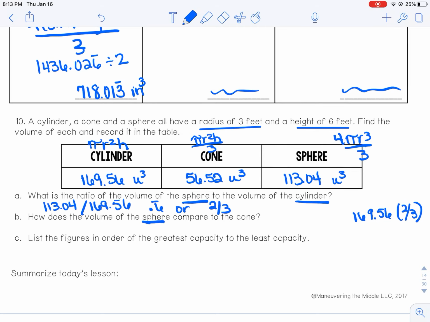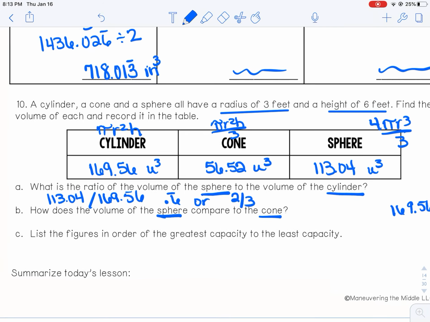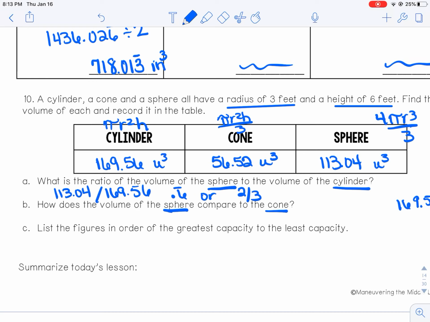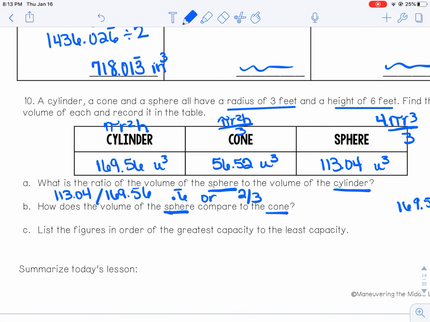How does the volume of the sphere compare to the cone? All right, so the sphere and the cone, we already said earlier that it should be 2 hemispheres, or 1 sphere is equal to a cone. So let's see if that works out. Okay, so if I take the, I'm sorry, I said that backwards. 2 cones equals 1 sphere. All right, so if I take the volume of the sphere, which is 113.04, and I divide it by the cone of 56.52, you're going to get an answer of 2. So the volume of the sphere is twice as large as the cone.